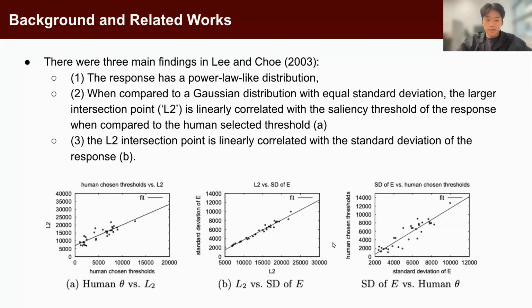There were three main findings in Li and Choe. Firstly, the response has a power law-like distribution, as we saw earlier. Secondly, when the response is compared to a Gaussian distribution with equal standard deviation, the larger intersection point, which is L2, is linearly correlated with the saliency threshold of the response when compared to the human selected threshold, which is on A. Lastly, the L2 intersection point is linearly correlated with the standard deviation of the response, which we can find in plot B.